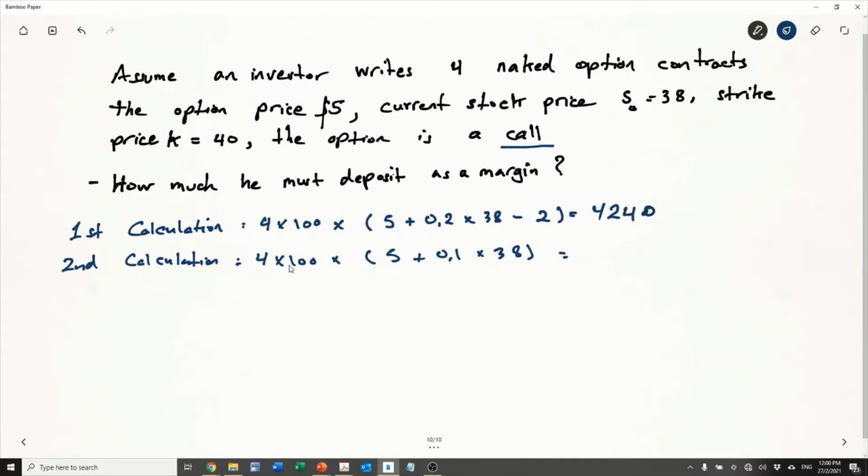The second calculation is 100% of the proceeds of the sale plus 10% of the current underlying stock price if we are dealing with a call. If we are dealing with a put, it's going to be 10% of the strike price. So 5 plus 10% of the current stock price, and that will give us 3,520. Now, which amount will be considered as the requirement for the margin? We take the greatest, so the investor has to deposit 4,240 in the margin account.